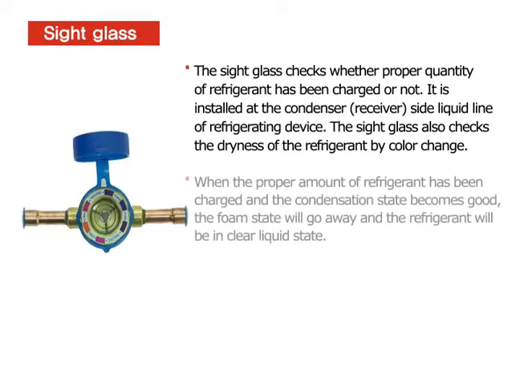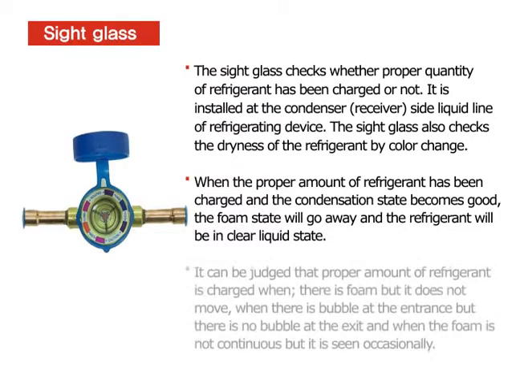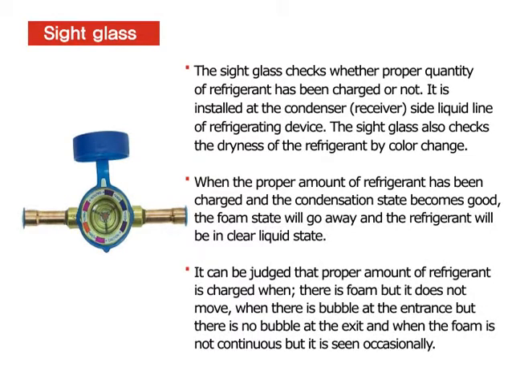When the proper amount of refrigerant has been charged and the condensation state becomes good, the foam state will go away and the refrigerant will be in a clear liquid state. It can be judged that the proper amount of refrigerant is charged when there is foam but it does not move, when there is a bubble at the entrance but no bubble at the exit, and when the foam is not continuous but is seen occasionally.